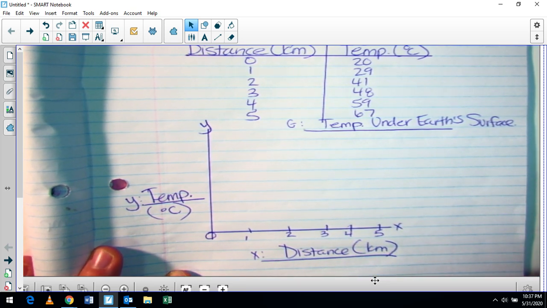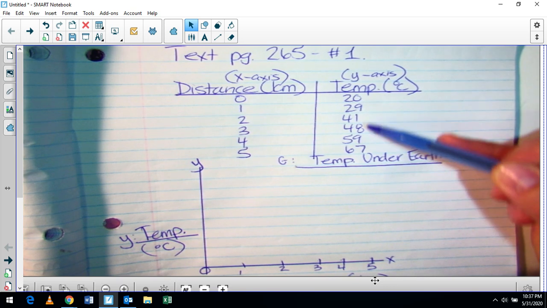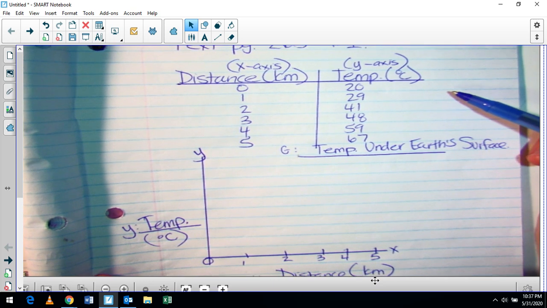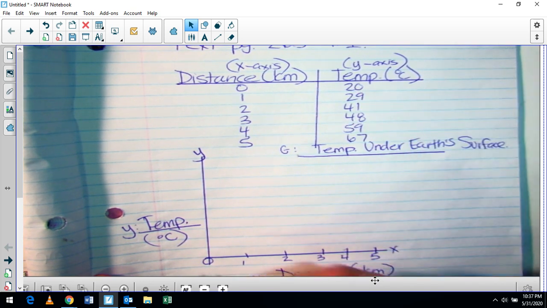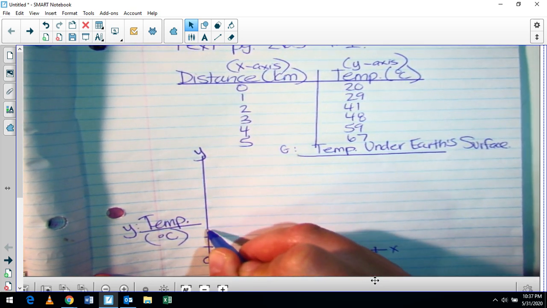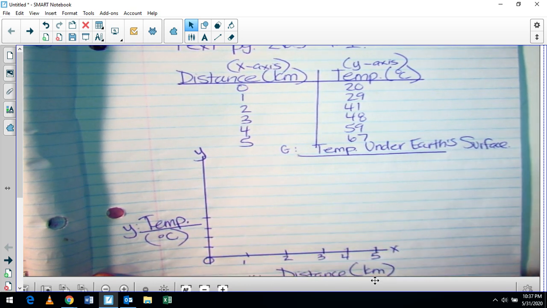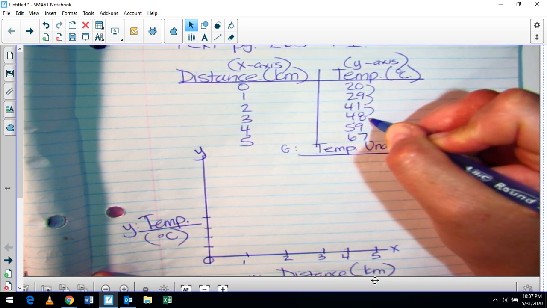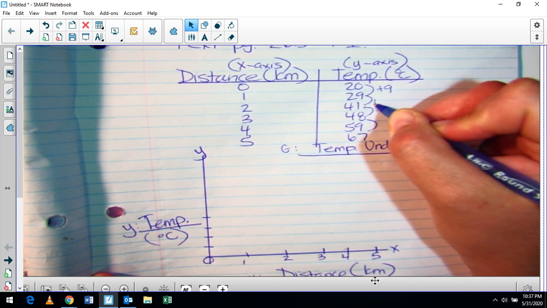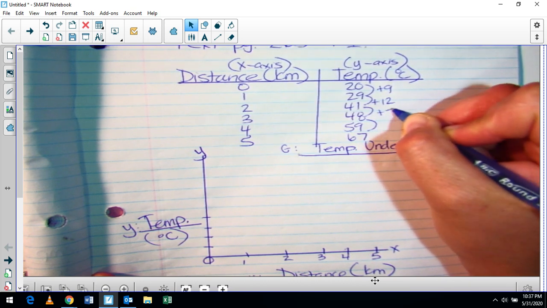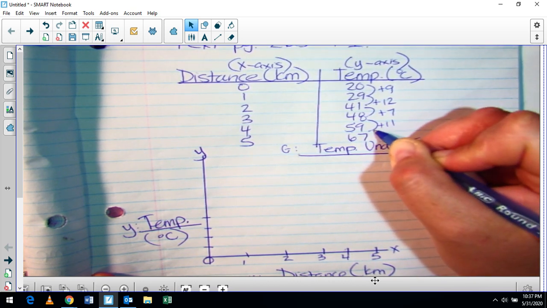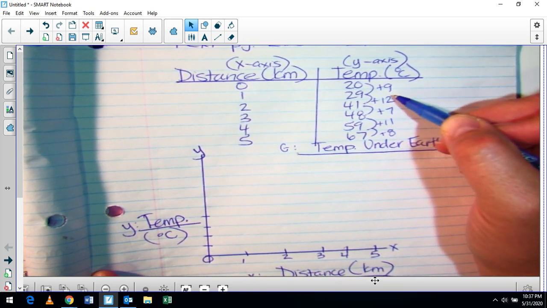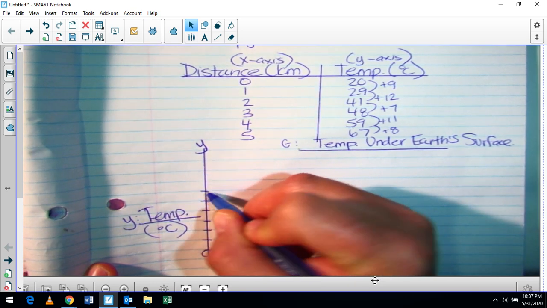Now, the next thing we need to do is put the right-hand column of numbers on the y-axis. A common mistake is that people just take these numbers and put 20 and 29 and 41 and 48. But you can't actually do that because they don't go up by the same amount each time. First it goes up by 9, then by 12, then by 7, then by 11, and then by 8.